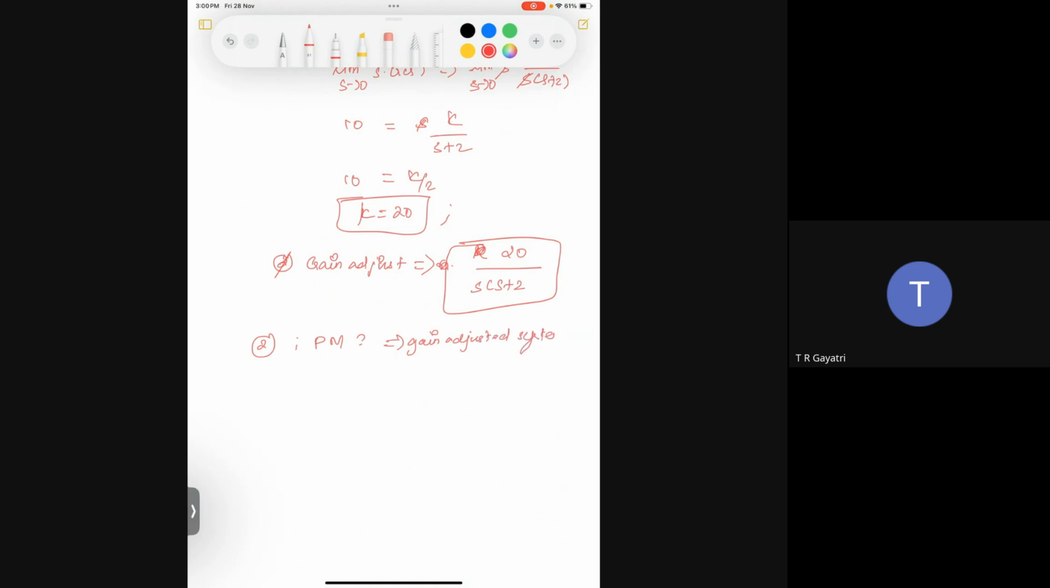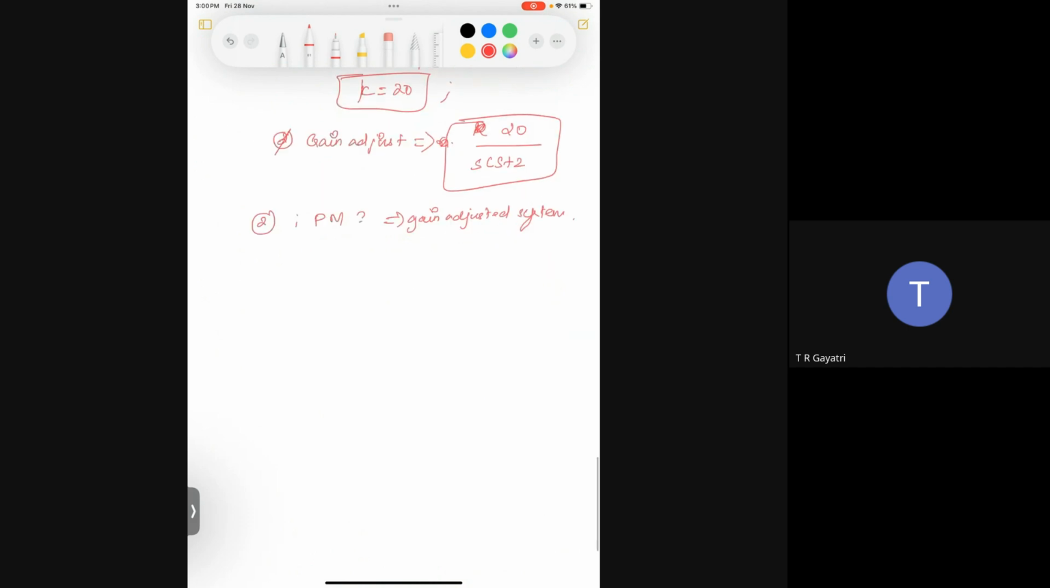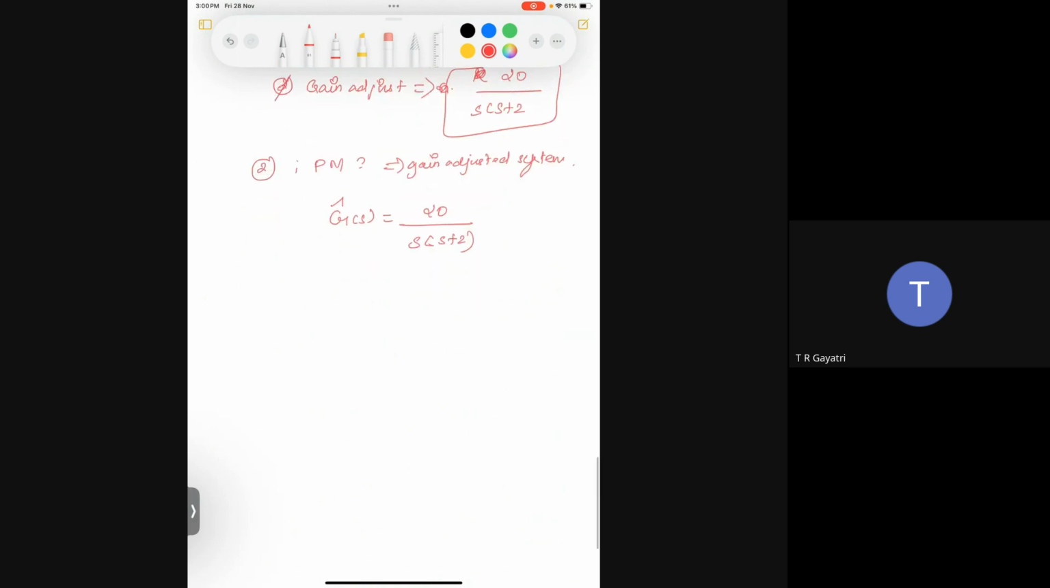Before finding the phase margin, we have to find the gain crossover frequency. How do you find it? I am just going to call this G cap, just to identify it as the gain-adjusted system, not the original system. How do you find the gain crossover frequency?